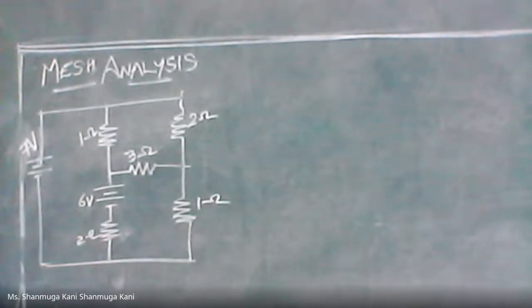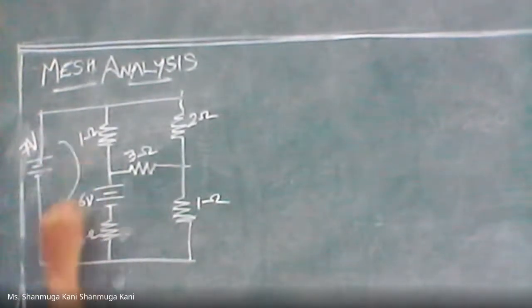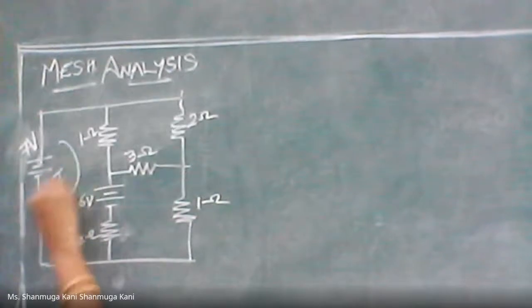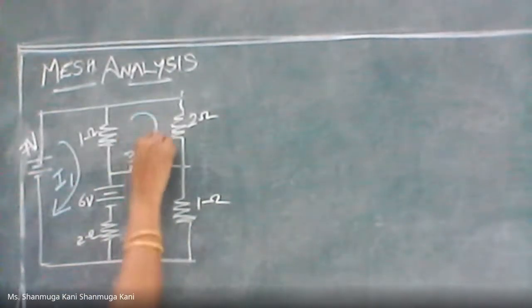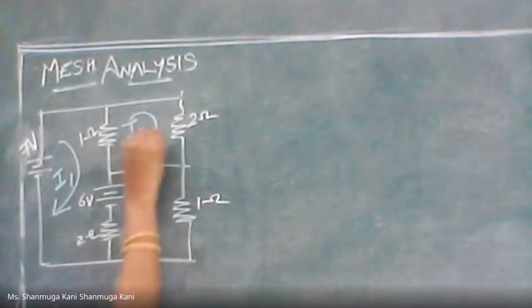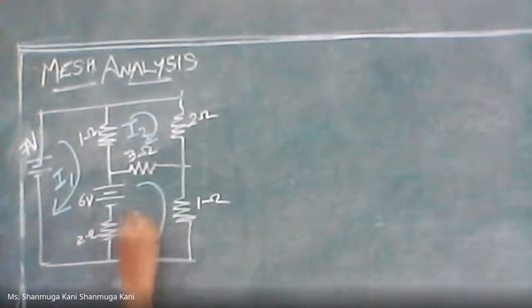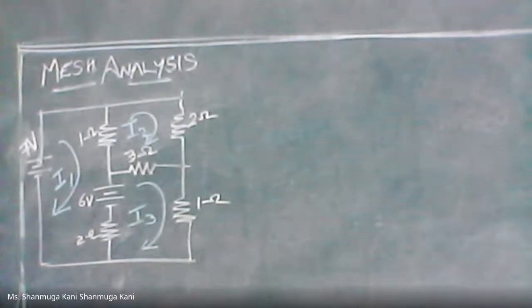For this problem, we have to find the currents by the mesh current method. So we are going to assume the first loop, in the loop order, with current I1. We're going to assume this loop as the second loop, with loop current I2, and this will be our third loop, I3. So we have to find what our I1, I2, and I3 are.